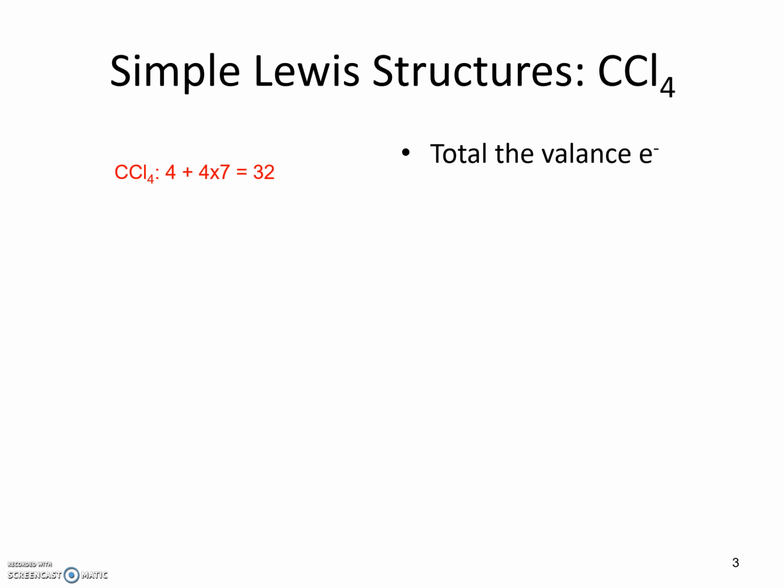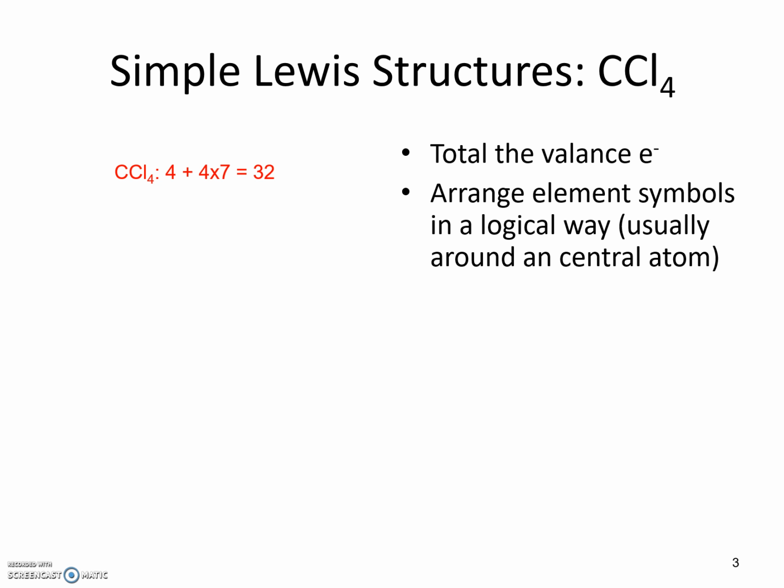Okay, so from there, I want to arrange my elements because a Lewis structure is a 2-dimensional representation of the molecule. It shows the bonds and where the valence electrons go. So I want to arrange my elements in such a way that makes sense. One good guiding principle for this is we want elements with lower electronegativity. They should go in the middle. So here we've got carbon, we've got 4 chlorine, so there's 5 atoms in total. Something's going to go in the middle. Everything else is going to be organized around that.